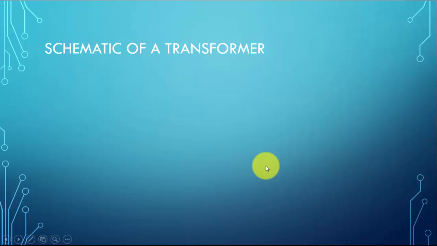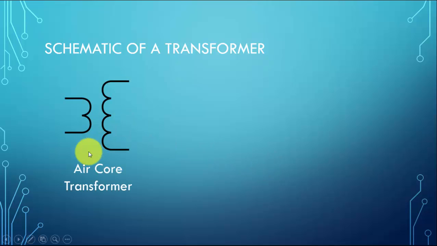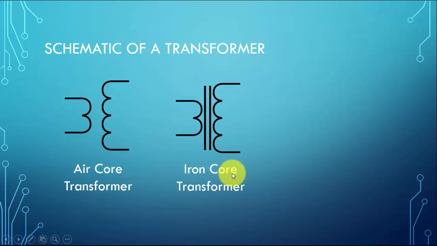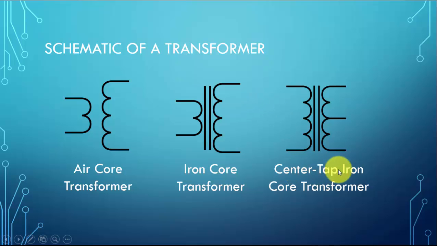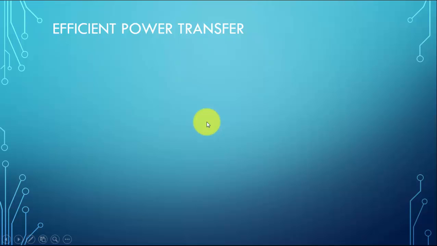Now let's look at a schematic of a transformer. Here we have a schematic of an air core transformer, because there's a gap between the primary and secondary with nothing in between, whereas an iron core transformer is represented by these two vertical lines. We also have a center tap iron core transformer, where we can have two outputs for this type of transformer, but our primary concern is the air core transformer and the iron core transformer.